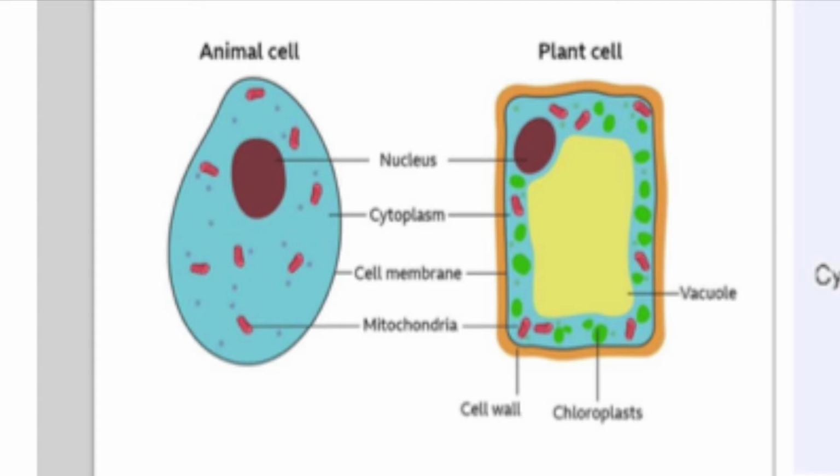So, animal and plant cells, let's have a look. We're going to discuss the main organelles that we need to be aware of for this. The organelles are the subcellular structures, or the parts of the cell that are labelled in those diagrams.